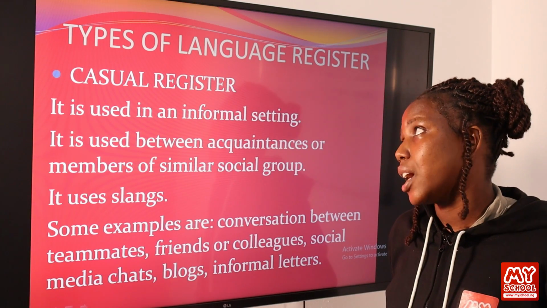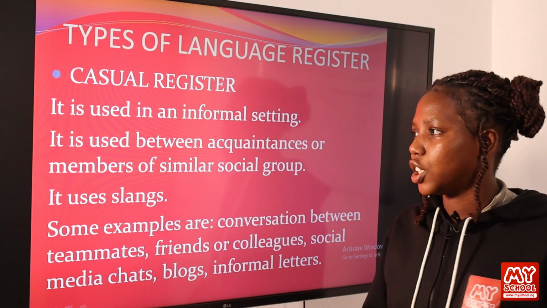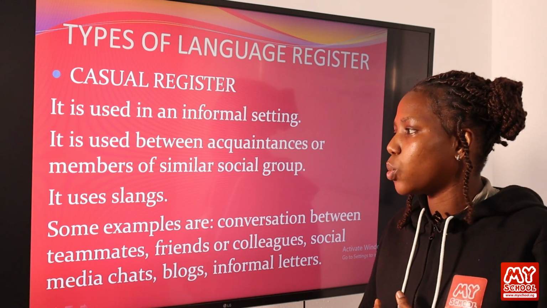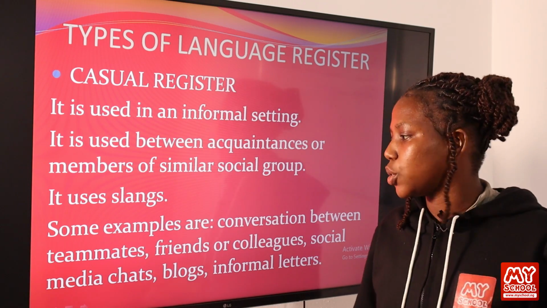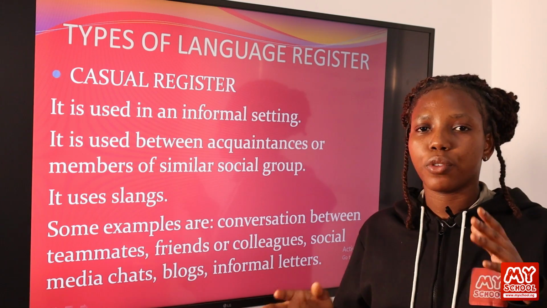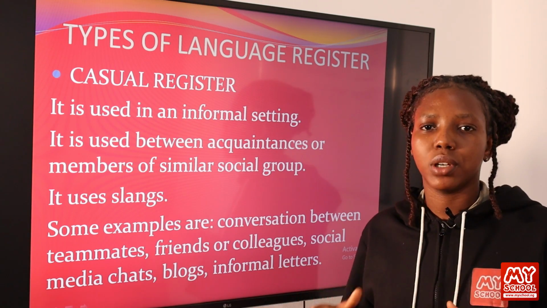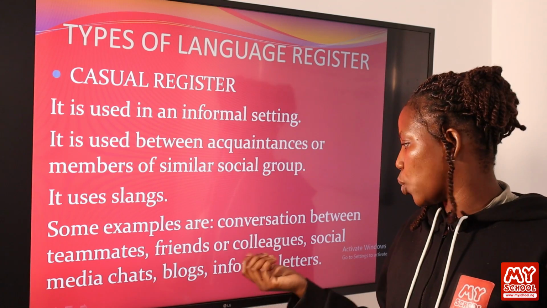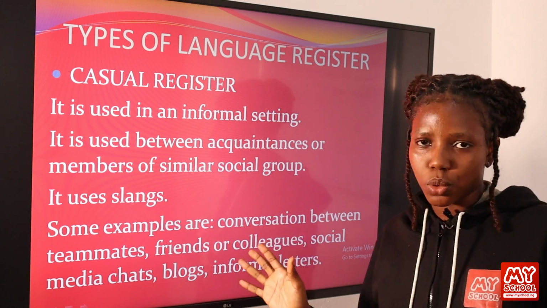Okay, so next is casual register. This is used in an informal setting. It is used between acquaintances or members of a similar social group. It uses slang. Some examples are conversation between teammates. Please take note of all of the examples under each of the types. It gives you a broader concept about what it is all about. Friends or colleagues, social media chats, blogs, informal letters, and so on and so forth.